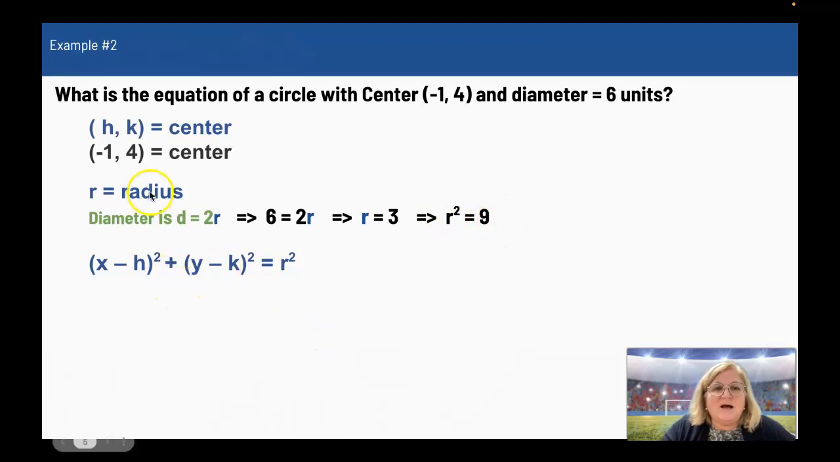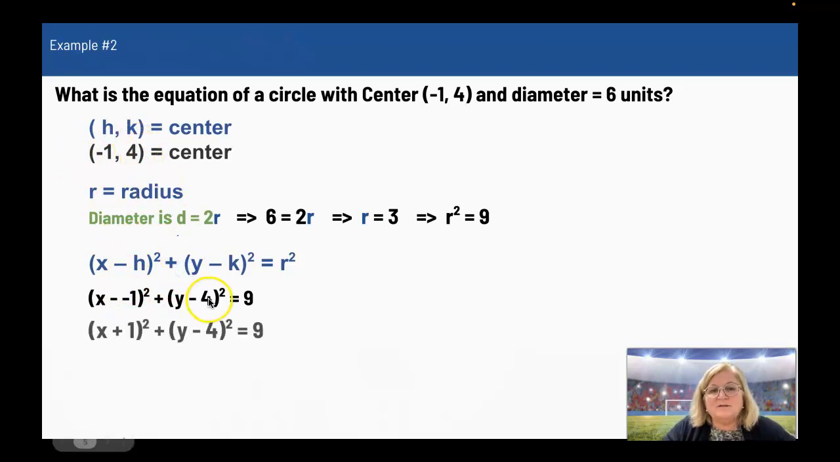So when I put this all into my equation of my circle, I have x minus -1 squared, and I have y minus 4 squared equals 9. So x plus 1, because minus and negative is plus, and then the rest stays the same. So this is my equation of that circle.